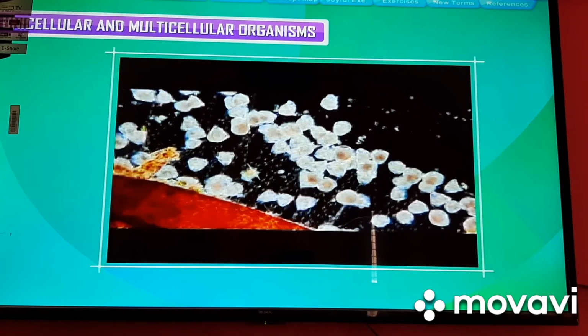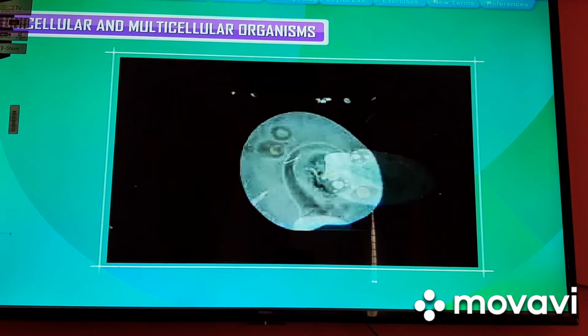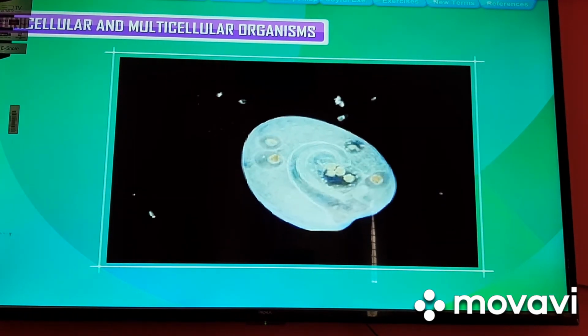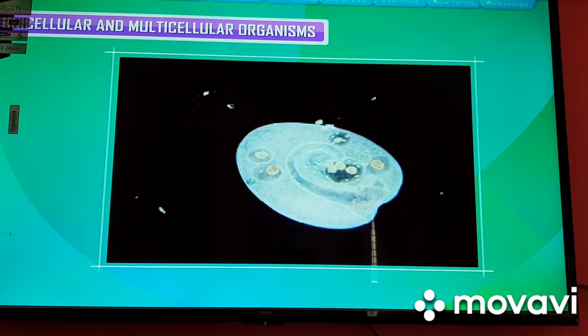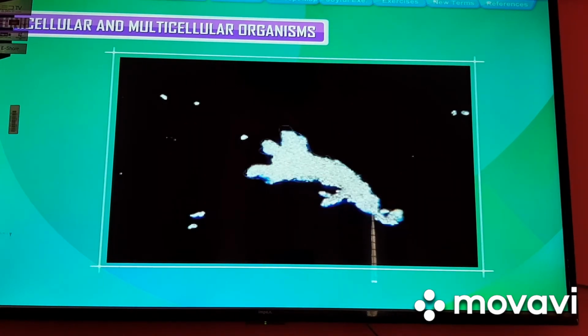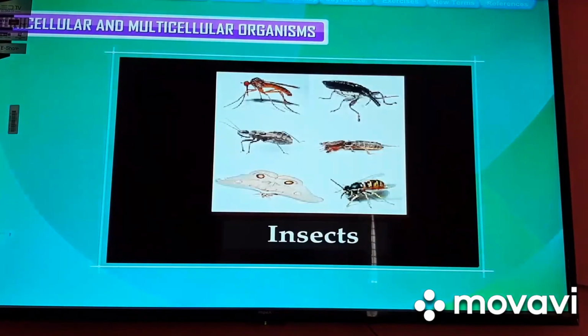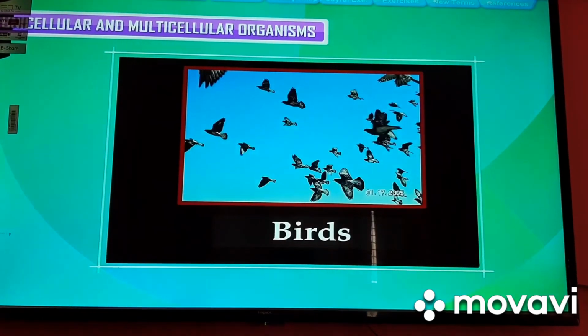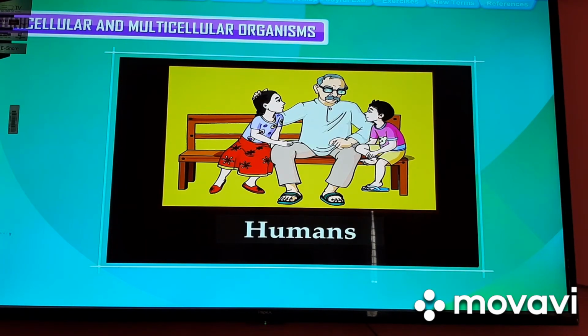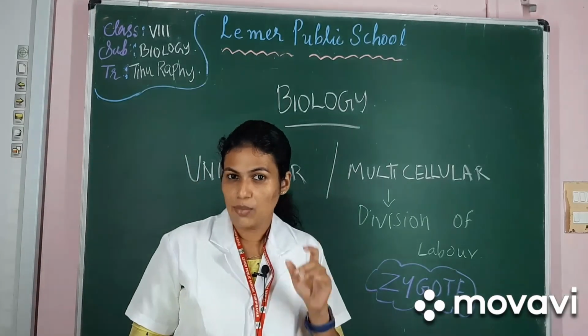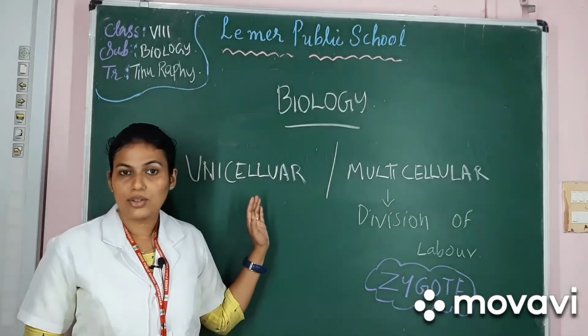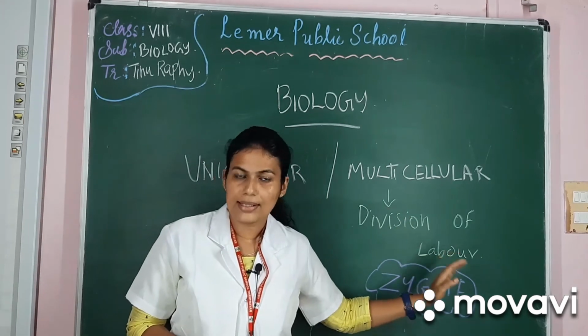Organisms made up of many cells are called multicellular organisms. Most of the plants and animals that we see around us are multicellular organisms. Trees, grass, insects, cows, birds and humans are a few examples of multicellular organisms. So today we have covered a small topic, that is the difference between unicellular and multicellular organisms.